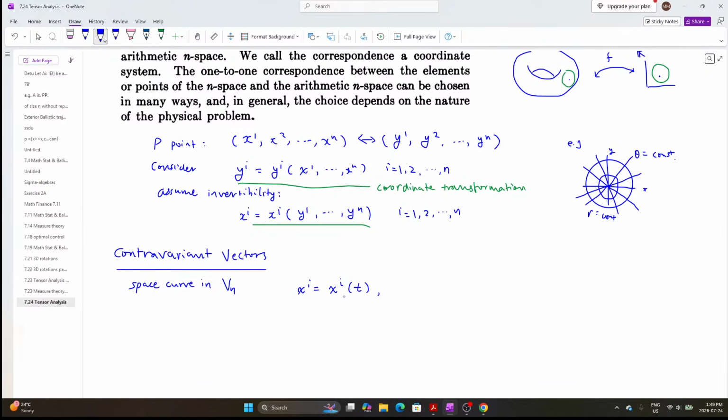Now, xi equals a function of t. So this is true for all i equals 1, 2, all the way to n. All right. So imagine this is a space curve. We'll give a concrete example shortly. So this is Vn, and you've got a curve, like a trajectory of a particle. That's the space curve, and this is just a parameterized curve. Okay, and we restrict t to be greater than or equal to alpha, less than or equal to beta.